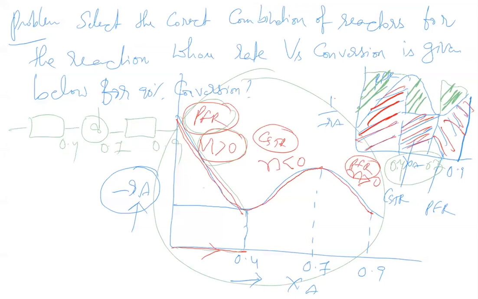Now, up to 0.4 the rate is decreasing, so positive order. From 0.4 to 0.7 the rate is increasing, negative order. From 0.7 to 0.9 the rate is decreasing, it is positive order again. So from 0.4 to 0.7 the rate is increasing, that means negative order, so you should select a CSTR. From 0.7 to 0.9 the rate is decreasing, so it is positive order, so you should select a PFR.